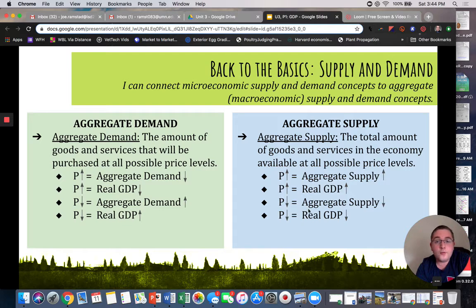So we are going to keep this in the back of our mind, but just understand that aggregate is all of these microeconomies or industries binding together. That's going to be really important to know for now, but we're going to talk about how to set up an aggregate supply and demand graph a little bit later.